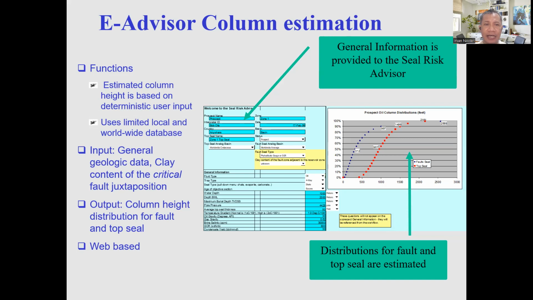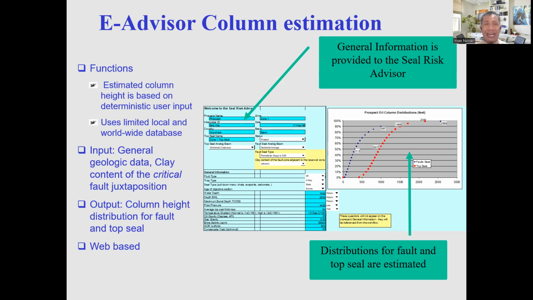The next slide, we may call it an advisor, a web-based column estimation tool that estimates the height distribution of the column for fault and top shale based on user input and a limited database. It requires general geologic data and the clay content of the critical fault juxtaposition as input. The output provides the estimated column height distribution for fault and top shale, aiding in the assessment of shale risk in the prospect zone.